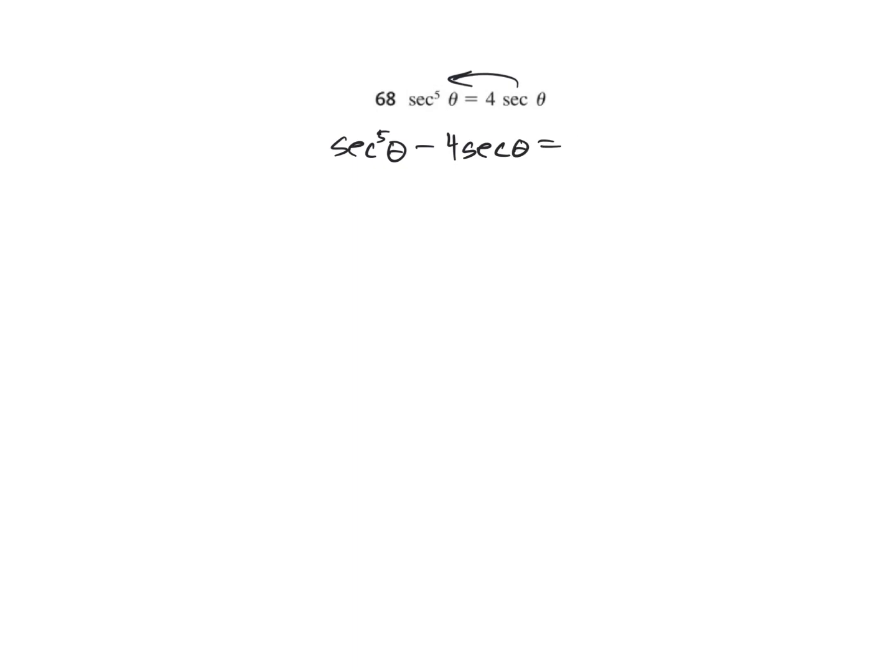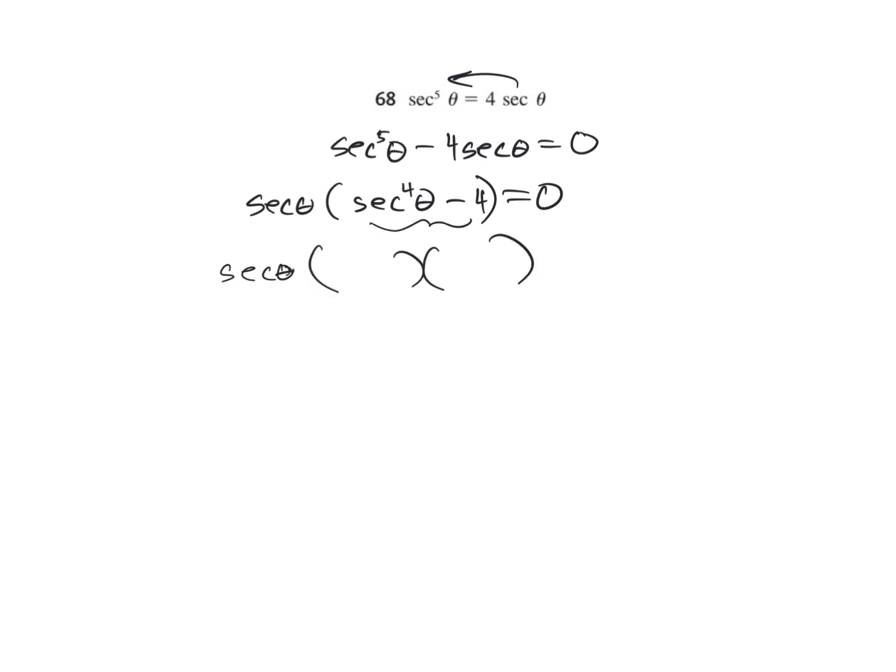I don't think it helps to change these to their identities, like 1 over cosine. That isn't going to help at the moment. I think we will eventually. But here I'm going to factor out a secant of theta, and I get secant to the 4th theta minus 4 times 1, so 4, equals 0. Well, this is the difference of squares. We're going to leave it at secant of theta until we get it down to where we need it. The difference of squares comes out to secant squared minus 2 and secant squared plus 2.